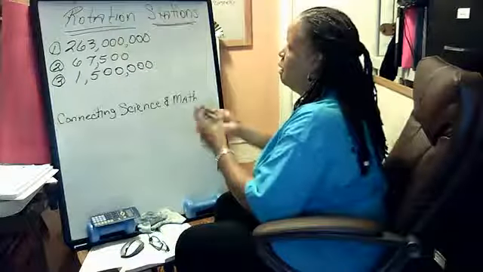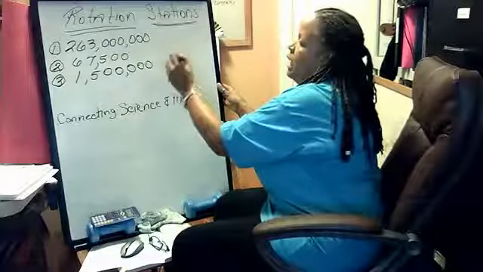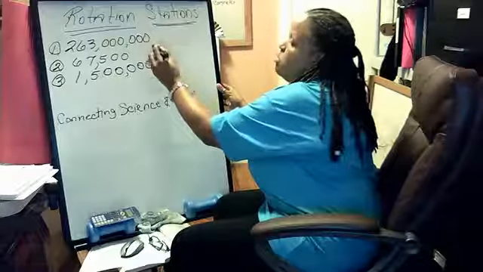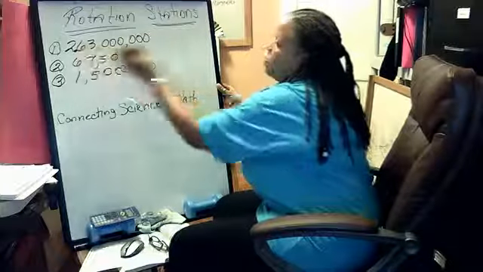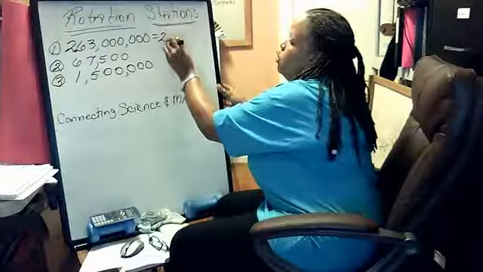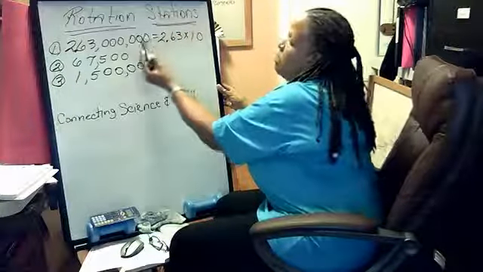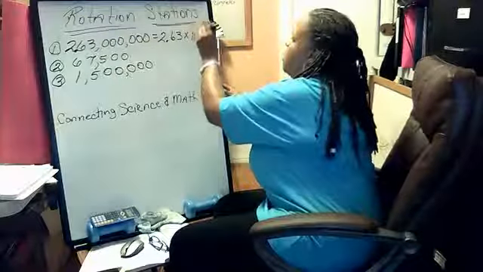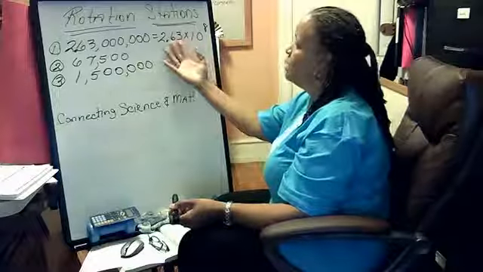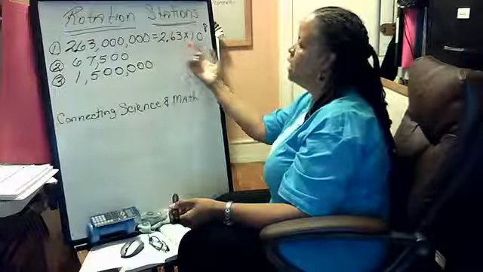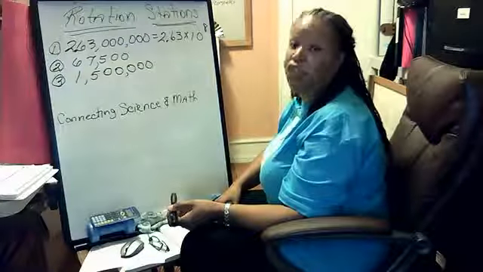263 million would look like this. We need to move our decimal 1, 2, 3, 4, 5, 6, 7, 8. It's going to look like 2.63 times 10 to the 8th power. Okay? Why don't you check it? Use your calculator. Put in that decimal amount, 2.63 times 10 to the 8th power, and I bet you get the original number. Or you should.